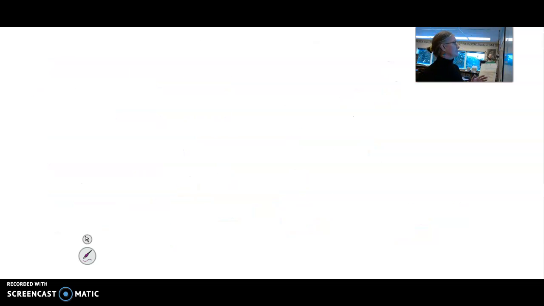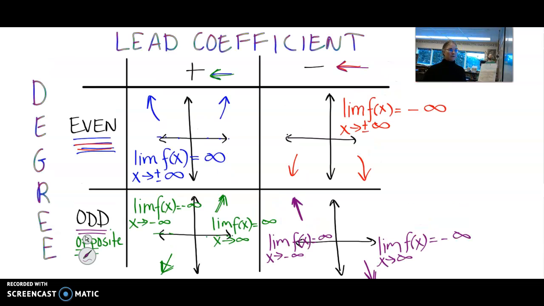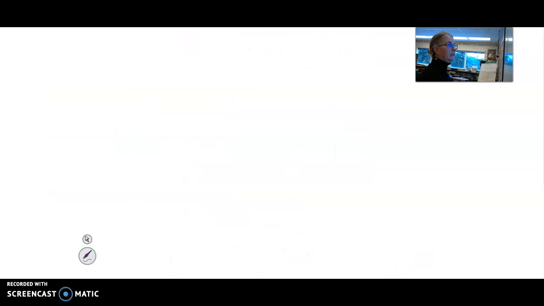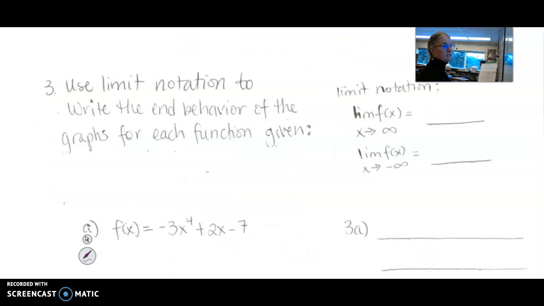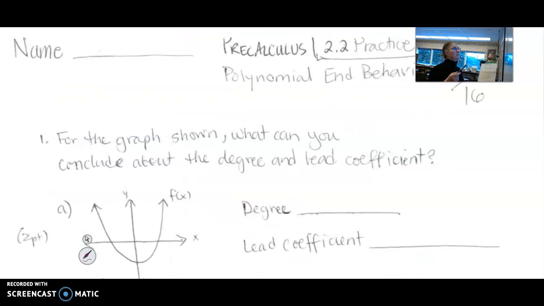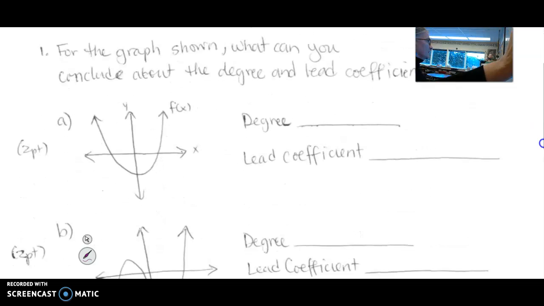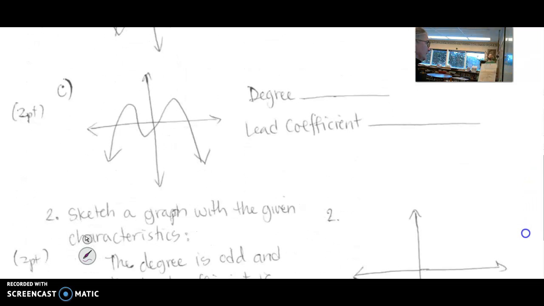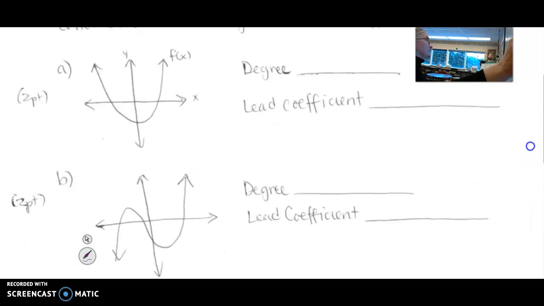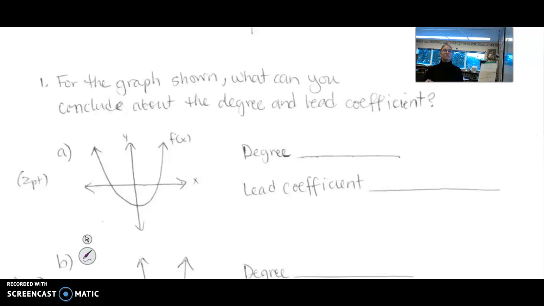All right, so you're going to put all that together. If you need to fill this out, just click pause and then come back. We're going to put all of this together to do this worksheet, and it's pretty short, but for number 1, you have A, B, and C, and their graphs, and you're going to tell me what you know about the degree and what you know about the lead coefficient based on what's happening with the ends of the graph.